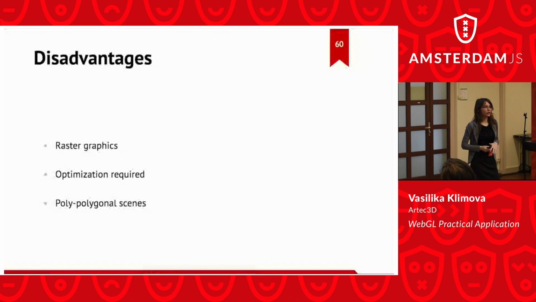And disadvantages: all of this is only for raster graphics. Even if you want to show a vector object in a canvas, in the end you will see only pixels, and it's about raster graphics. JavaScript can have memory leaks. That's why we should optimize our code. And when we have a polygonal scene with millions of points, it can slow down.